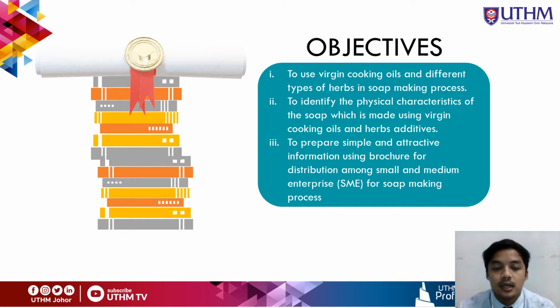Okay, so there are three objectives in this study. The first one is to use virgin cooking oil and also different types of herbs in the soap making process. The next one is to identify the physical characteristic of the soap, which is made using the virgin cooking oil and different types of herbs. The last one is to prepare simple and attractive information using a brochure for distribution among small and medium enterprises for soap making process.